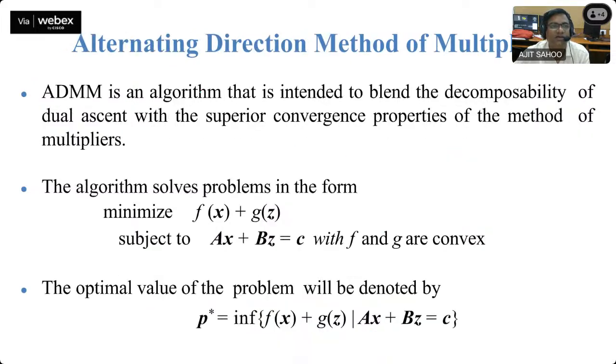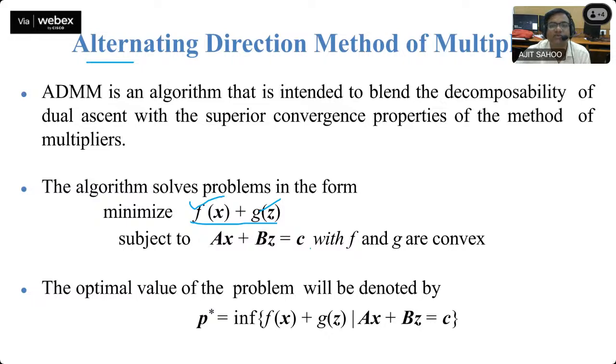So then we have to develop something with which you can go for the decomposition. That is called the alternating direction method of multipliers. In this method, the function will be of the form f(x) plus g(z). That means ADMM is an algorithm intended to blend the decomposability of dual ascent with the superior convergence property of the method of multipliers. So here it is of the form f(x) plus g(z), and Ax plus Bz is equal to c. And both f and g are convex.